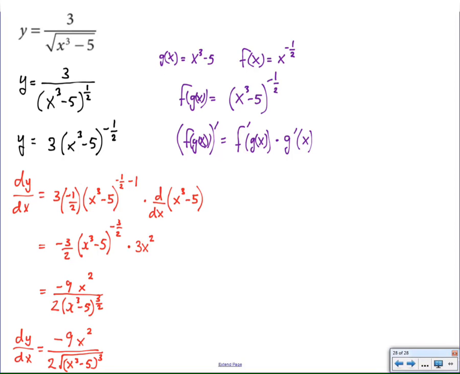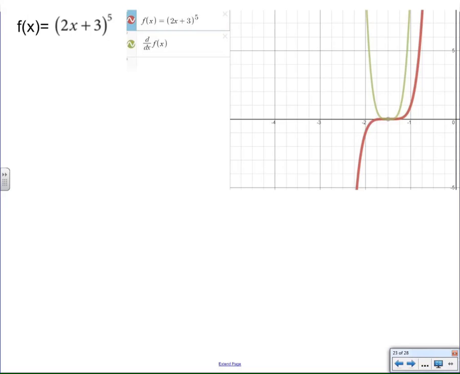So, I hope this is helpful. I do intend to perhaps include a video that describes why the chain rule works a little bit better, but I'll have to wait into the future for that to happen.